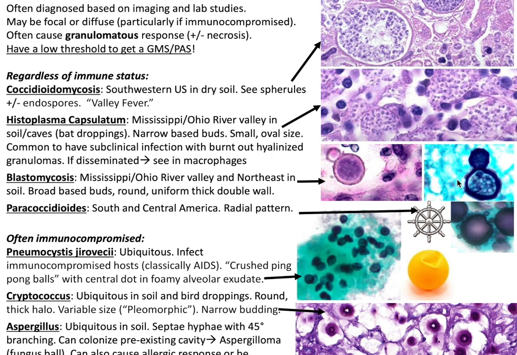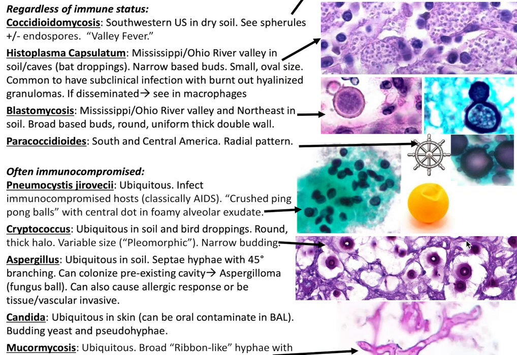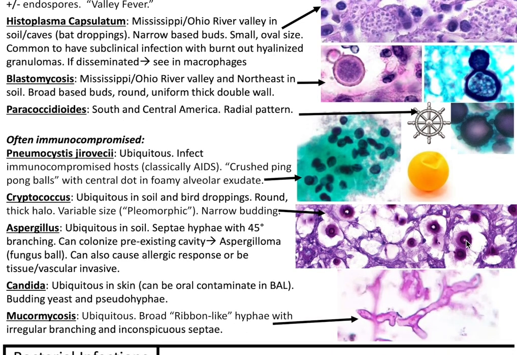Paracoccidioides, seen in South and Central America, have a radial pattern. Often immunocompromised, you'll see Pneumocystis jirovecii. It's ubiquitous and it infects immunocompromised hosts, classically AIDS patients. You'll see crushed ping pong balls with central dot and foamy alveolar exudate.